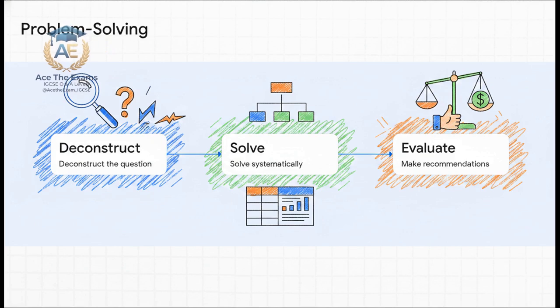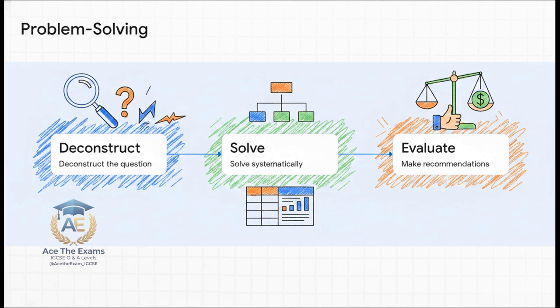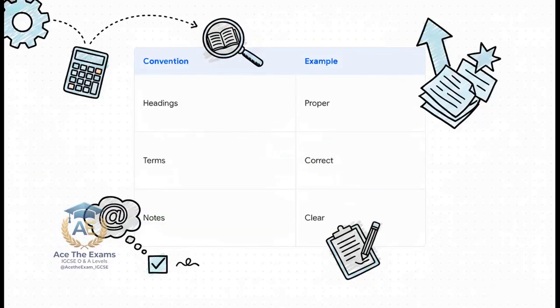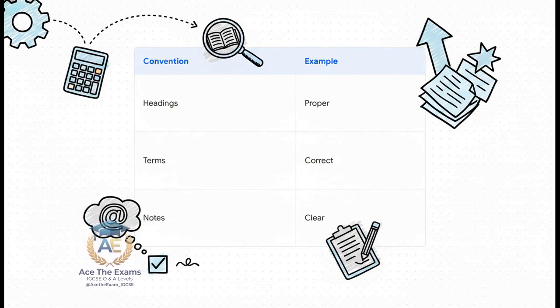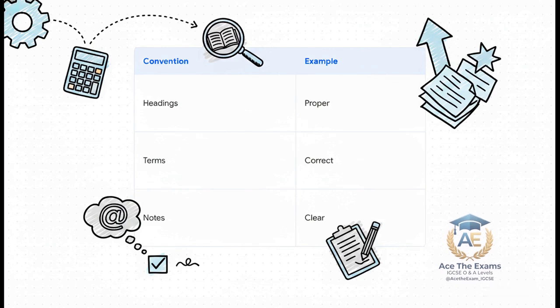Step 3. Evaluate. You check for reasonableness. Does a massive 50% factory profit margin actually make sense in a highly competitive manufacturing context? Probably not. You must make justified, evidence-based recommendations. And let's not forget the strict conventions of the manufacturing account. We are looking at a table right now that outlines proper headings, correct terminology, and clear annotations. In Accounting 9706, flawless presentation isn't just about making things look pretty. It is a rigid professional skill.